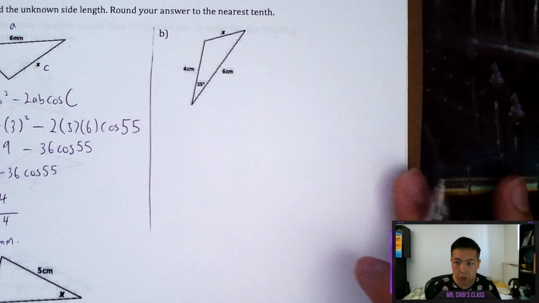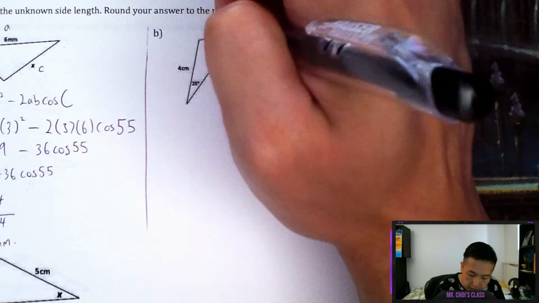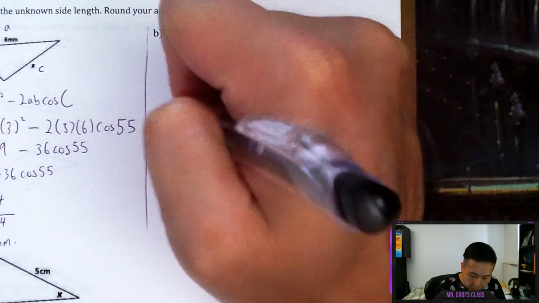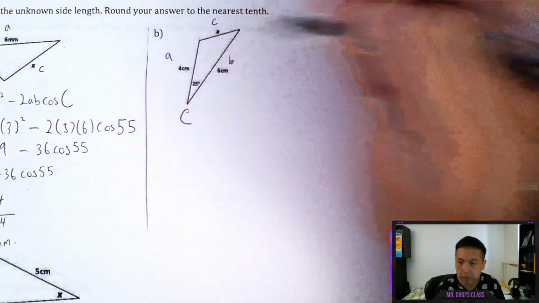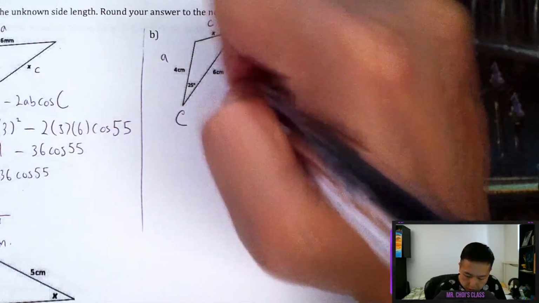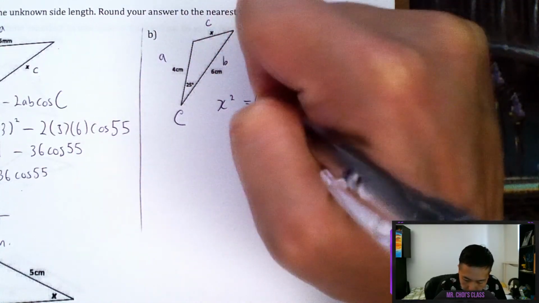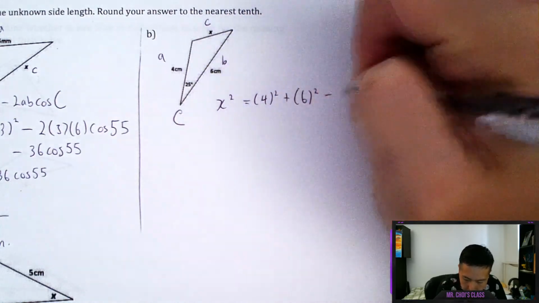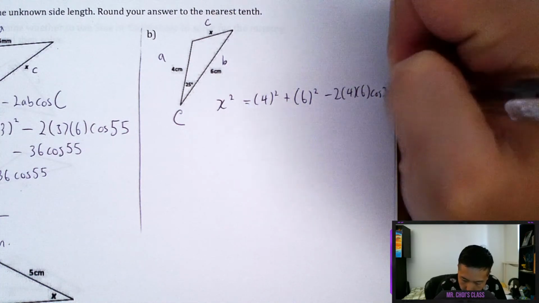Okay? We're going to go to question B. Similar idea here. We're missing a side length, so we're going to find lowercase c here, which means capital C is here, and we'll call this A, and then lowercase b. Okay? So we're just going to plug it straight into our formula this time. So x squared is equal to 4 squared plus 6 squared minus 2 times 4 times 6 cosine of 25.